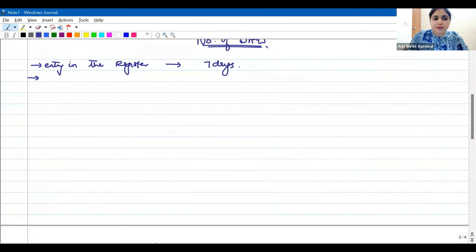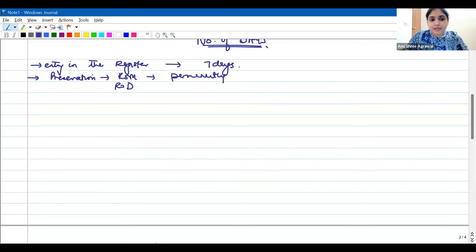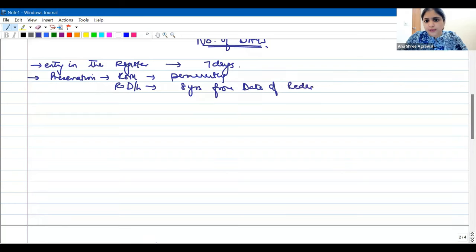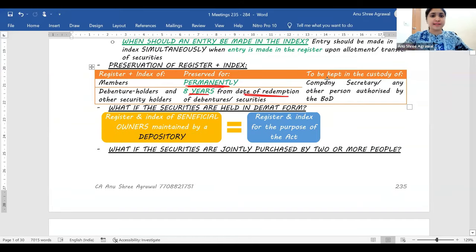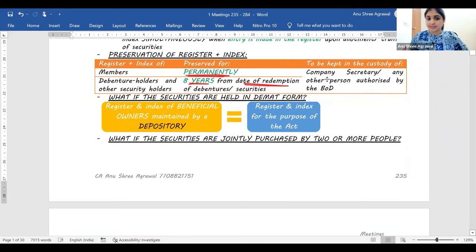So one more time limit we have come across. We have come across preservation. How long are we going to preserve the register? If it is register of members, we will preserve it permanently. But if it is register of debenture holders, we will preserve it for 8 years. But 8 years from when? 8 years from the date of redemption. So whatever is difficult in this chapter, we will keep putting down in the notebook so that we can revise it very easily the day before the examination.